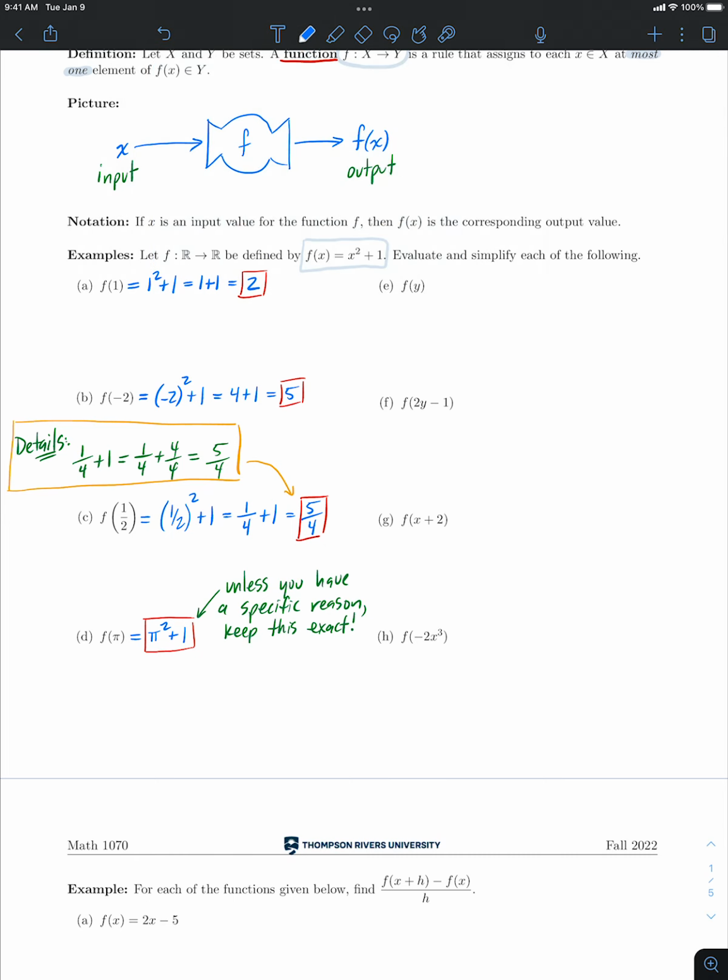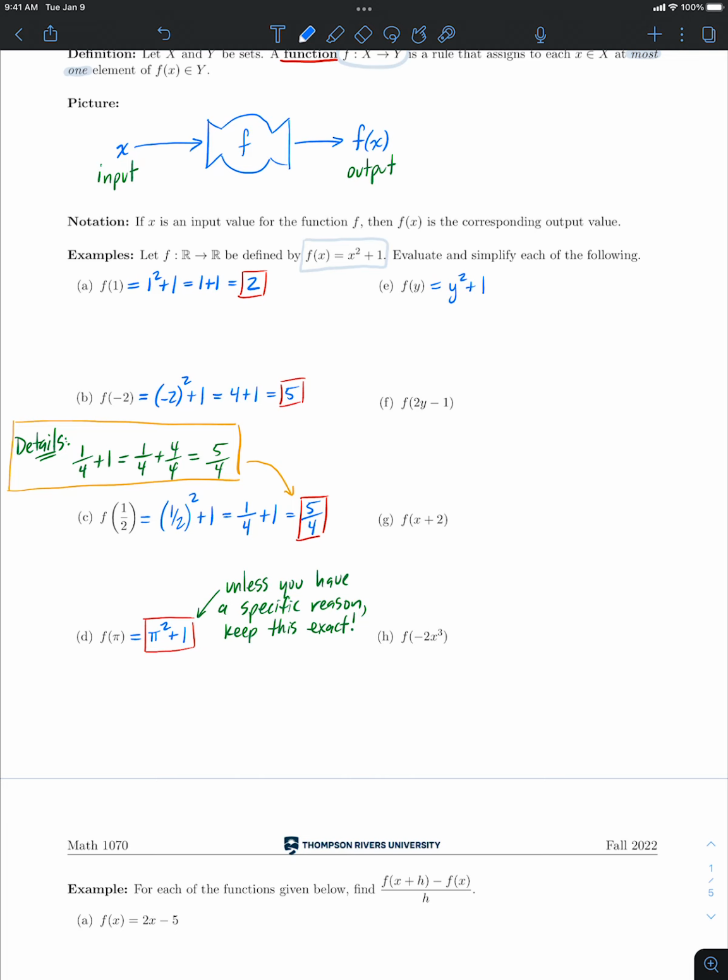How about this one, f of y? Well, what's y? We don't know, right? If you're given this and asked to work it out, all you can really do is assume that y is some unknown quantity. So really just go back to the rule. What does f do? It takes its input value and squares it, then adds 1. So if our input value is y, you can't do much better than to say, okay, y squared plus 1. Unless you know what y is, you're not going to be able to do any better than that, right?